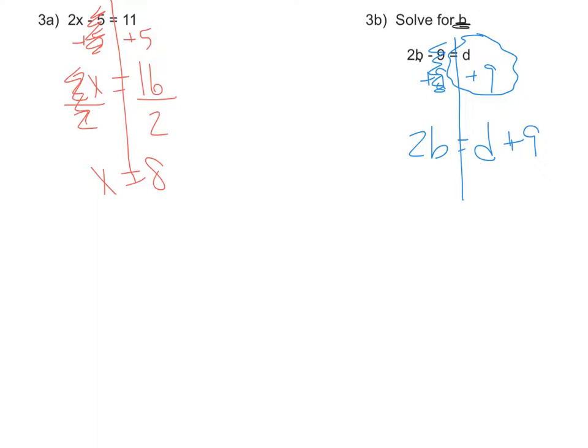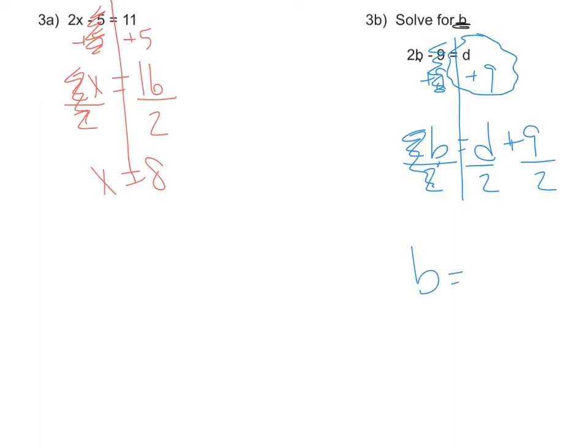Now, the directions were to solve for b, so here's our b again, but now we have to get rid of this 2 in front. So the 2 and the b are right beside each other, so that means to multiply. So to get rid of multiplying by 2, we're going to divide by 2. And we'll divide each part by 2. So that way the 2's cancel on the left, and there's our b.